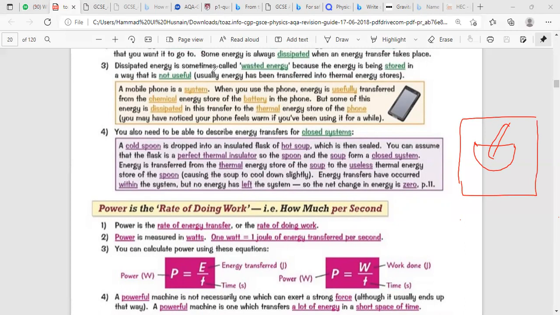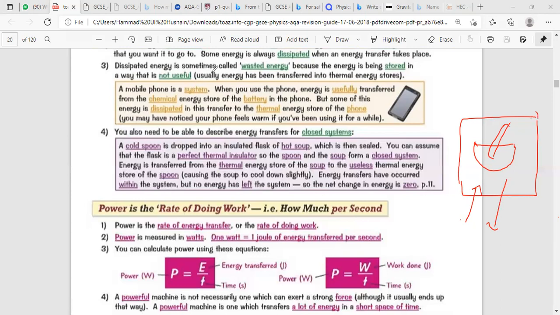Do you know what an insulating material is? It's when it traps the heat. Yes, like metal. It is one which neither lets the heat get in nor lets the heat get out. So this is a thermal insulating material. Is it clear? Yeah, it's clear.